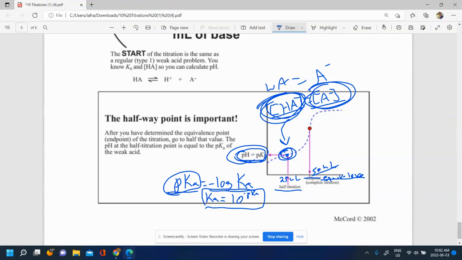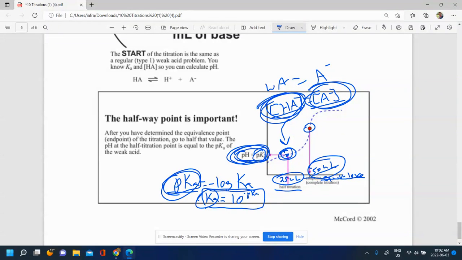And again, it's just another important point that you'll see in more detail later on. But it's the idea that if you know where the equivalence point is, you find that volume, you can find half the volume, find the pH there. It's going to be equal to the pKa. And if you know your pKa, you can find your Ka by doing 10 to the negative pKa. So quite a neat approach.